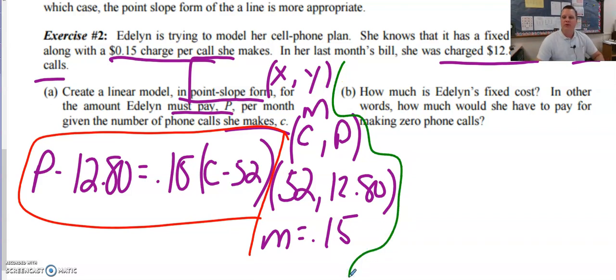Okay, now, how much is Adelyn's fixed cost? In other words, how much would she have to pay for making 0 phone calls? So if I'm making 0 phone calls, that means my C equals 0.